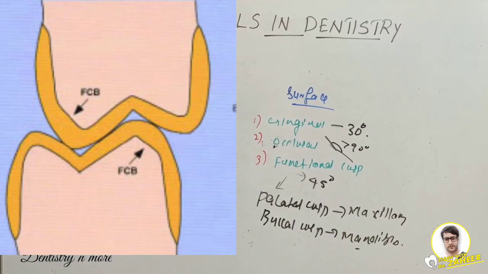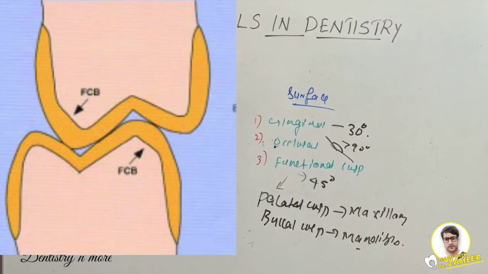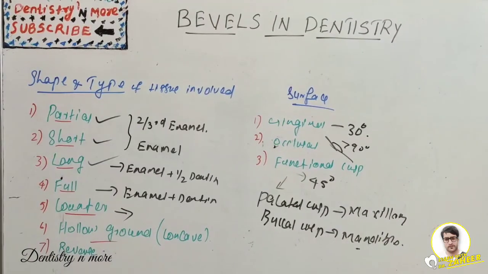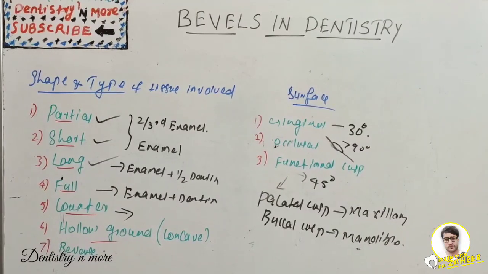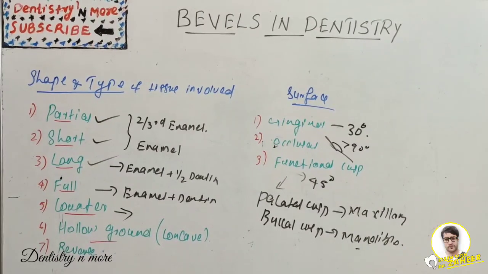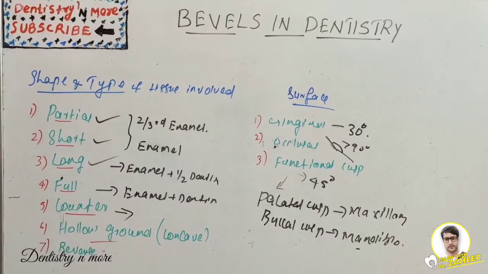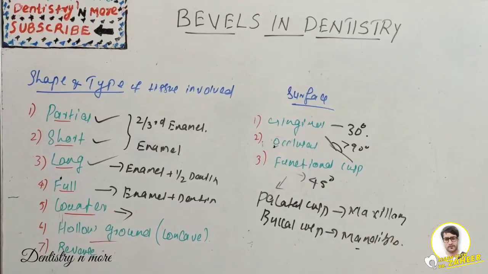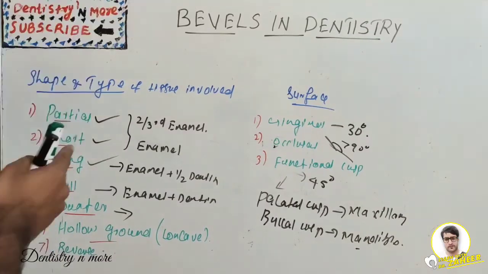From the exam point of view, it is a very commonly asked question. Any bevel can be asked as a short note or short essay, and the most common is the functional cusp bevel. Hope you understood this topic. Always draw a picture of the bevel in order to get good marks, because just writing the description will not give you marks, as this is all about understanding the concept. So you need to draw a cavity and the bevel.